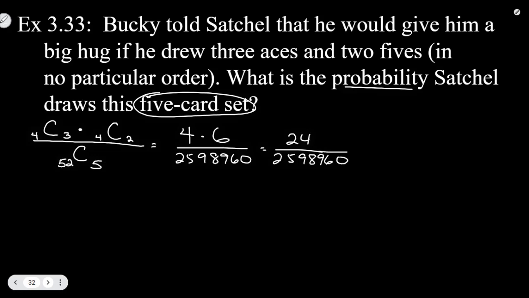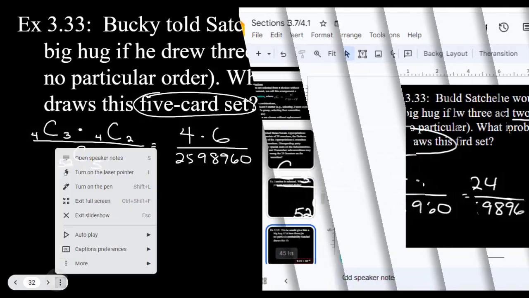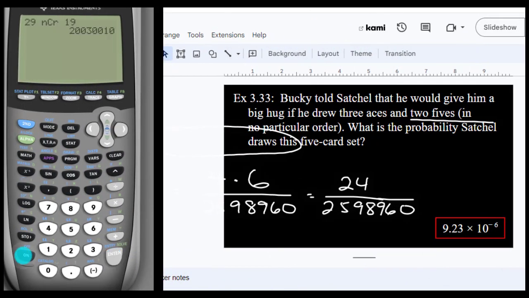Now I'm going to pull up the calculator because I do want you to see what happens in a case like this when we type this fraction in. If we type in 24 divided by 2598960, this is what the calculator will tell us: 9.23. We can see that 9.23 right here, but then we see this e with a -6 by it. That e with a -6 by it actually means times 10 to the -6th power.